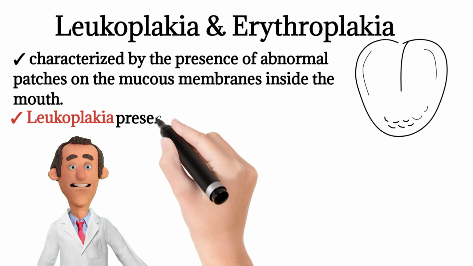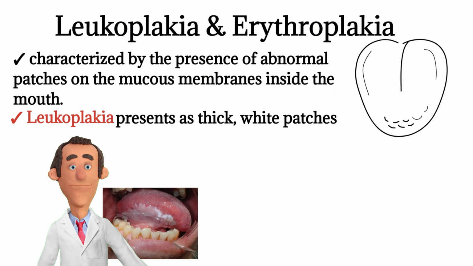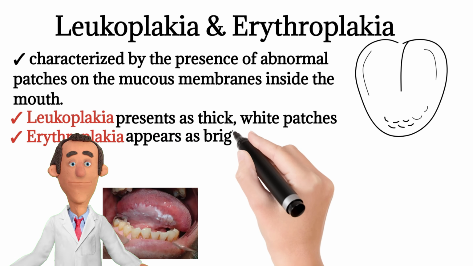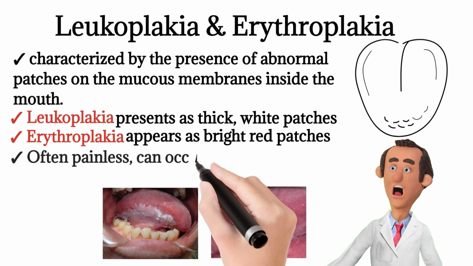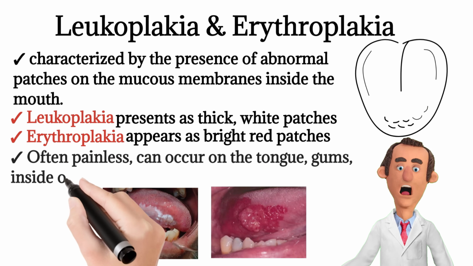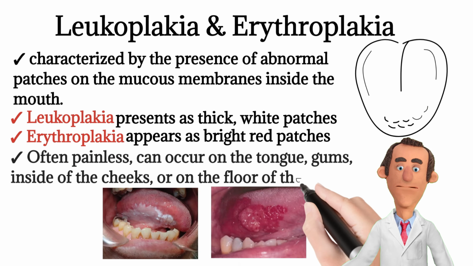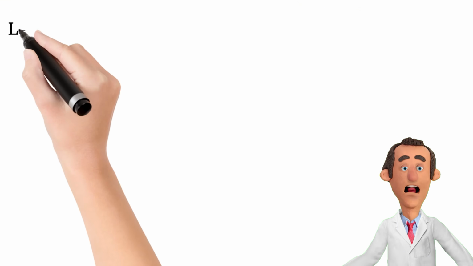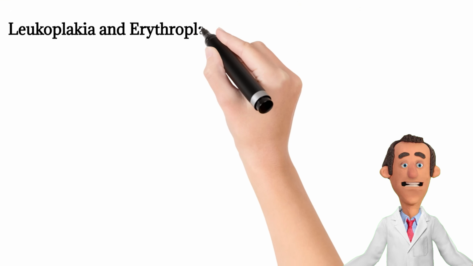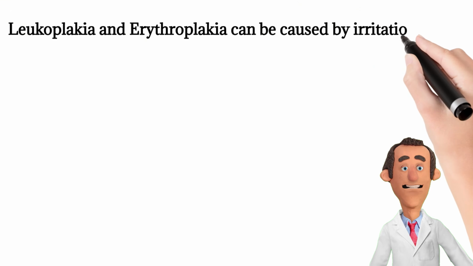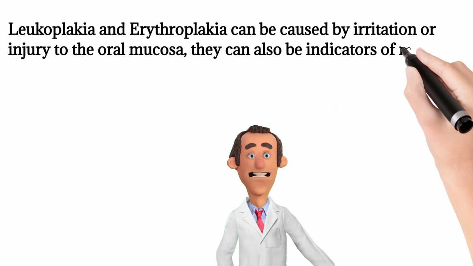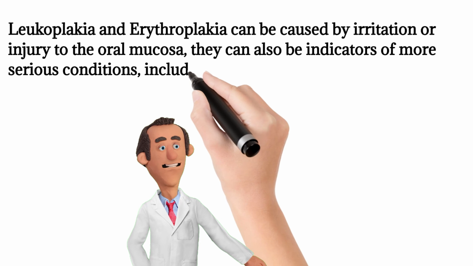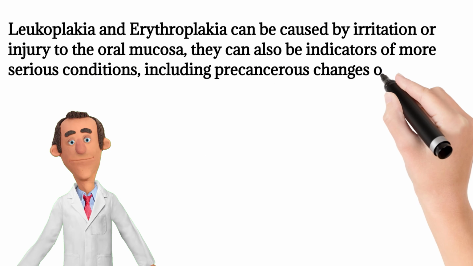Leukoplakia typically presents as thick, white patches, whereas erythroplakia appears as bright red patches. These patches are often painless and can occur on the tongue, gums, inside of the cheeks, or on the floor of the mouth. While leukoplakia and erythroplakia can be caused by irritation or injury to the oral mucosa, they can also be indicators of more serious conditions, including precancerous changes or oral cancer.